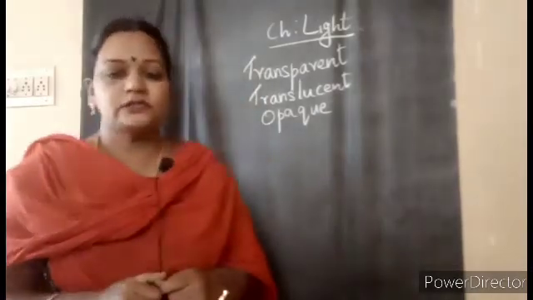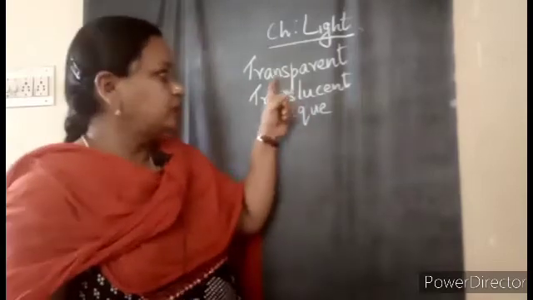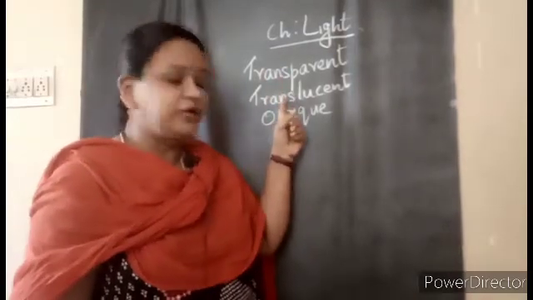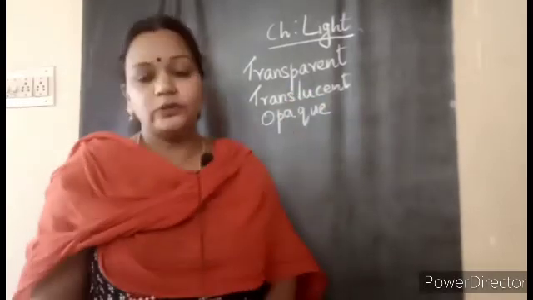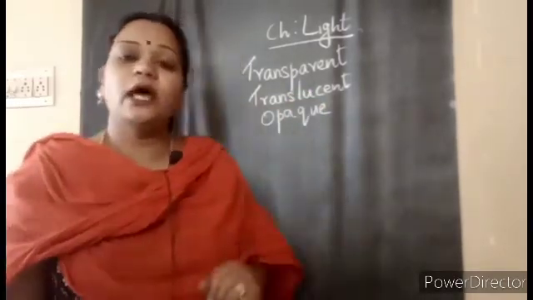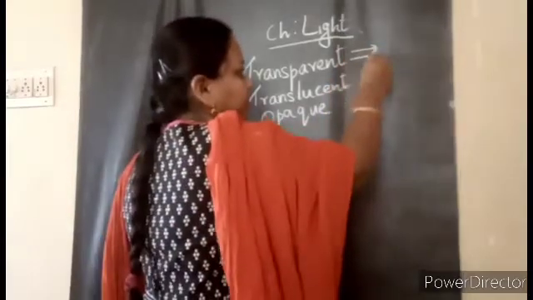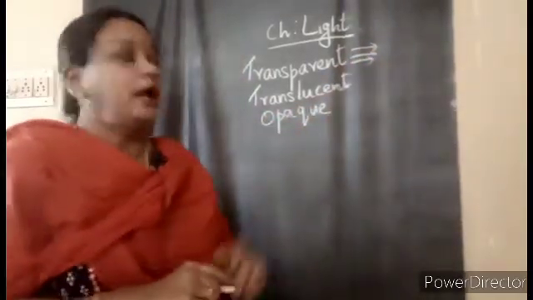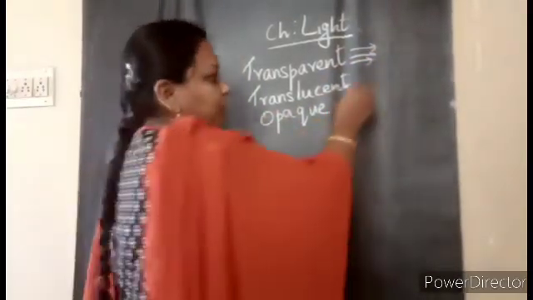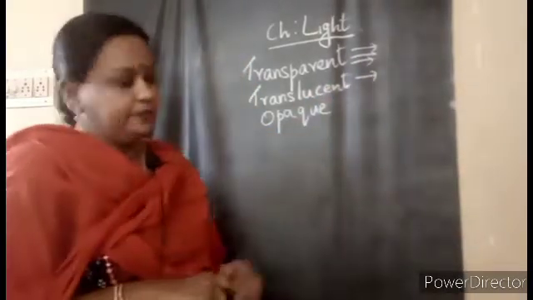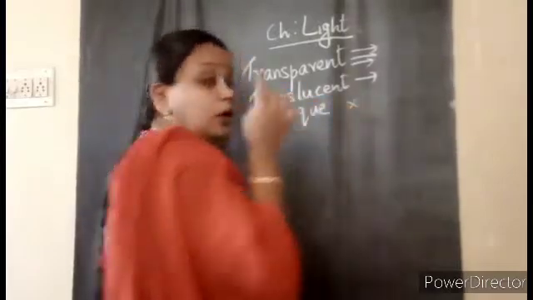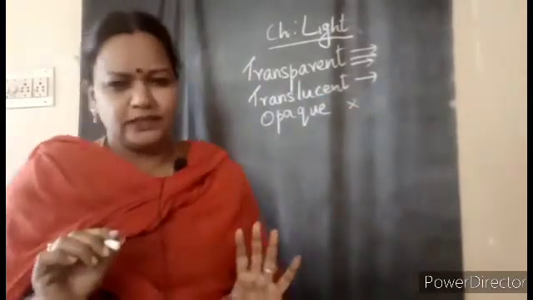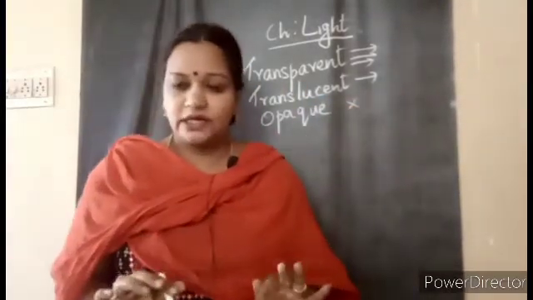In the previous class, you all remember that we learned about transparent materials, translucent materials, and also about opaque materials. Yes, no, children? So what did we learn about transparent materials, children? They allow the light to pass through them completely. And translucent materials allow the light to pass through them partially. And what about the opaque materials, children? They do not allow the light to pass through them. This is what we learned in the previous class.